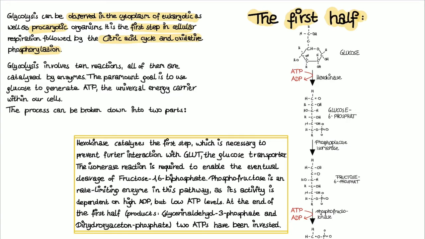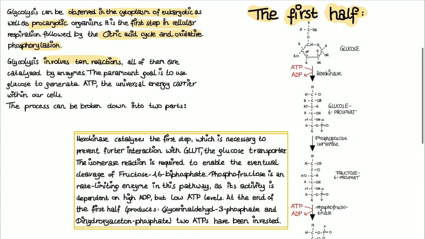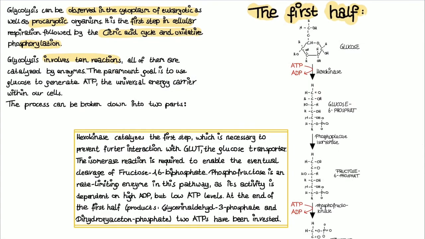Glycolysis itself involves 10 reactions, and as in every other biochemistry lesson, these reactions are catalyzed by enzymes. As I said before, the goal is to generate ATP, which is the universal energy carrier within our body. We can divide glycolysis into two parts, which makes sense because the first part requires energy, whereas the second generates energy. Let's take a look at the first part and the most important enzymes first.